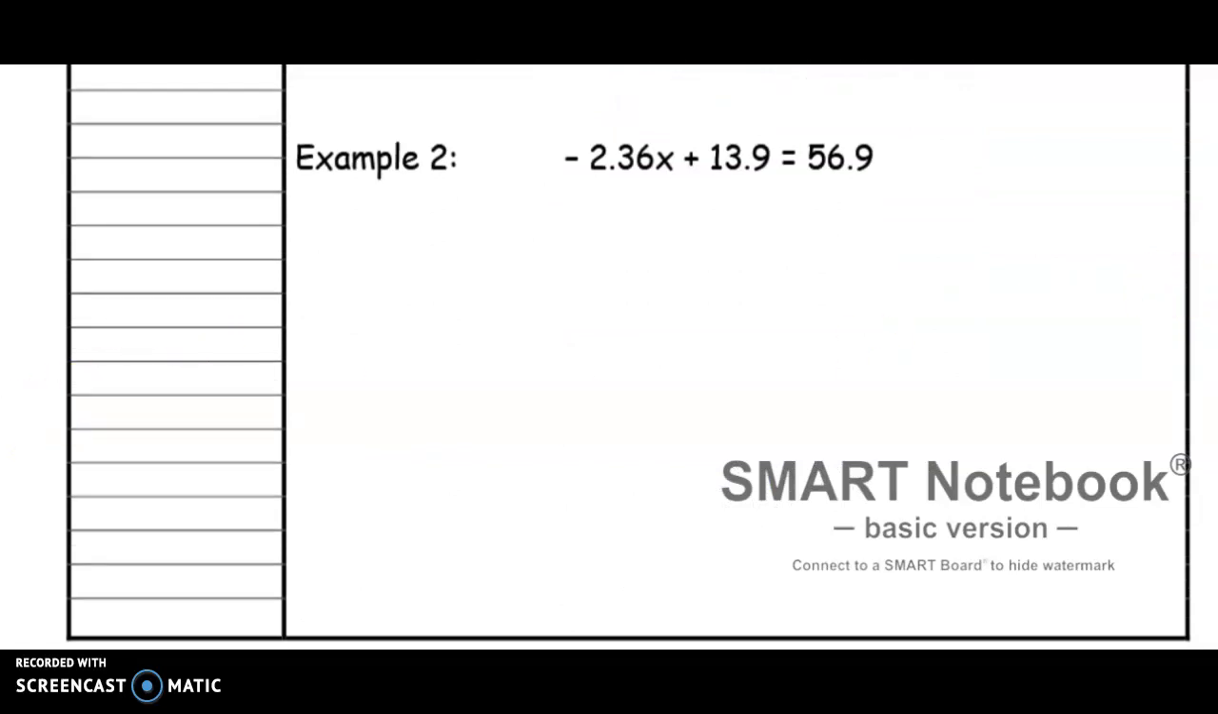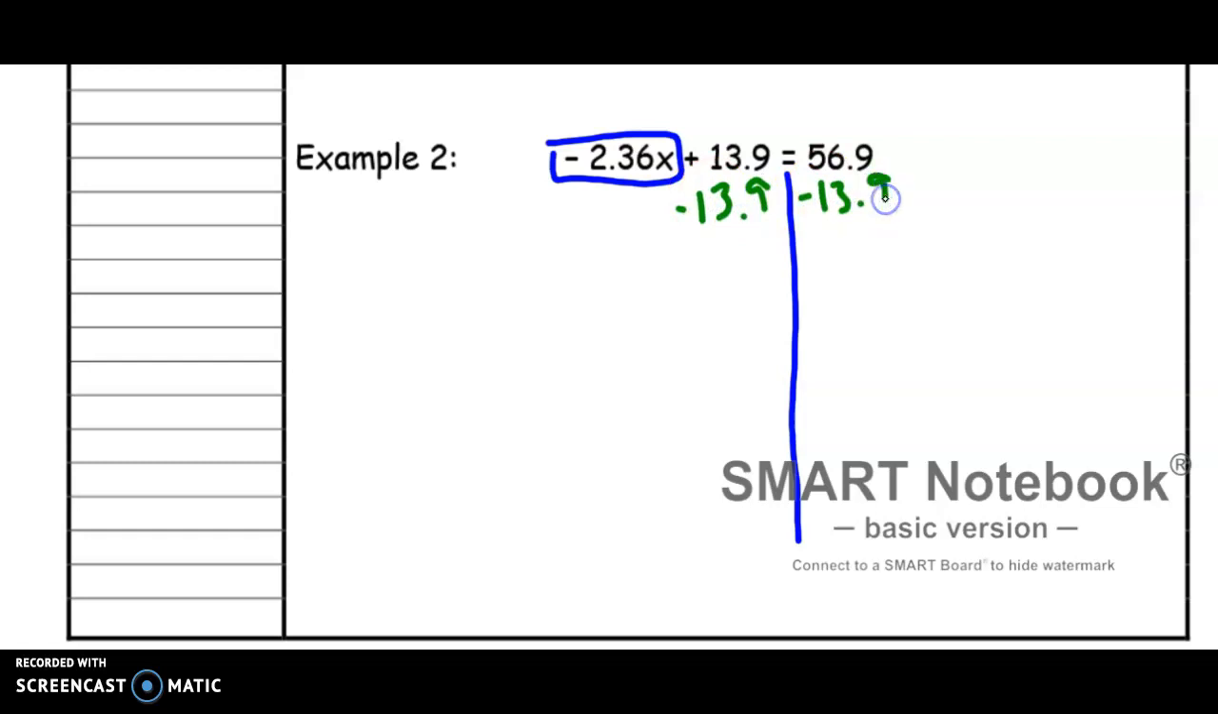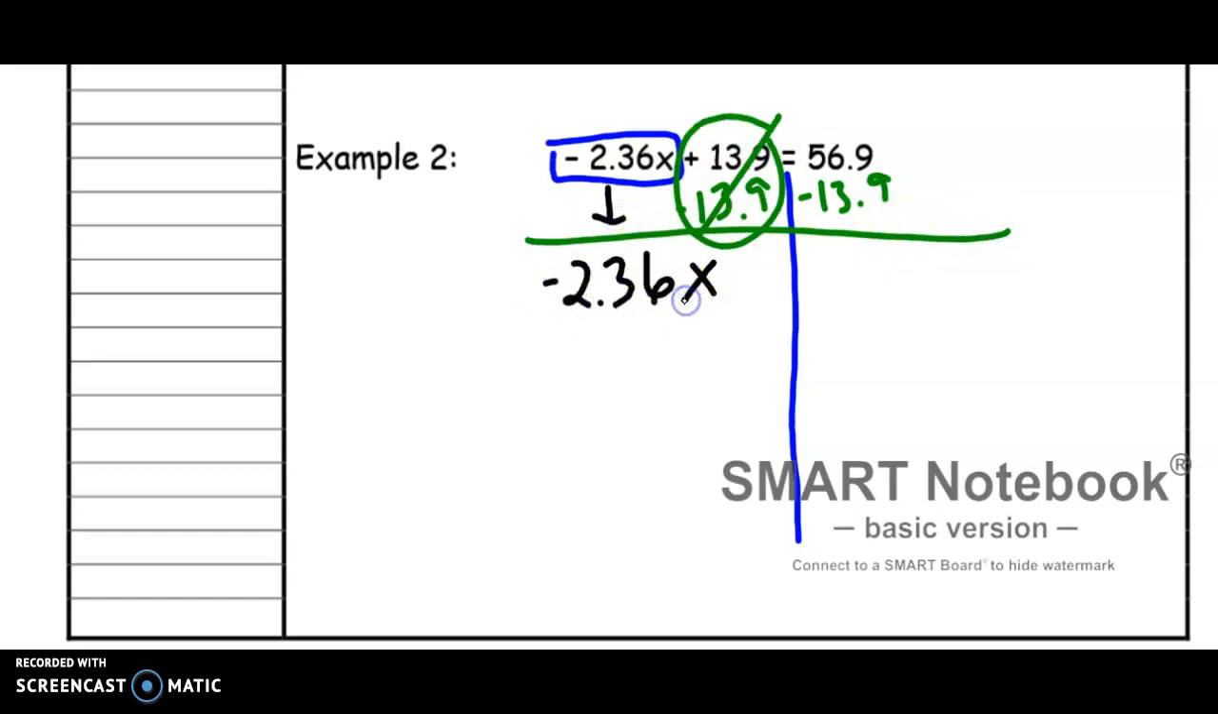Now we're going to recap how to do this second example. We're going to start with drawing our wall, and then we're going to box our variable term, think about what we're solving for. We need to get rid of this 13.9 that's over there, so we're going to subtract 13.9. So this becomes a zero pair, and it's gone. Negative 2.36x comes down, and then grab your calculator, and you want to do some subtraction here.